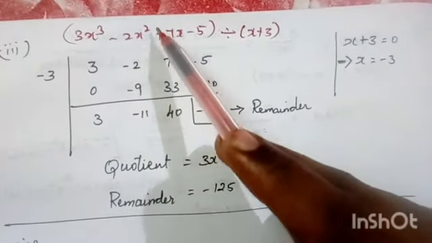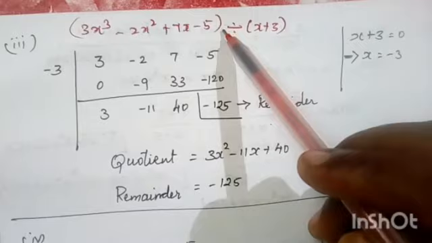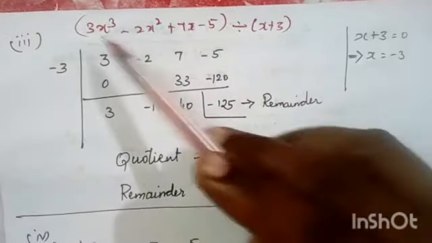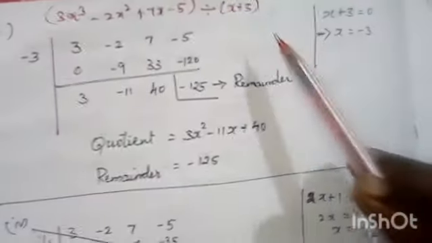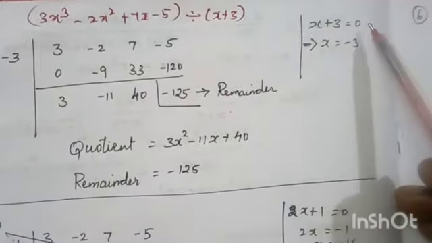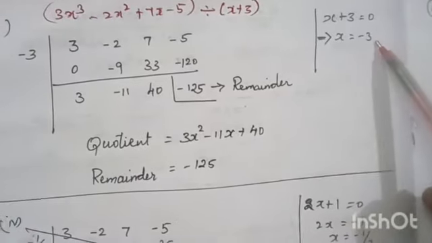3x cube minus 2x square plus 7x minus 5 divided by x plus 3. First you have to check it is in standard form. Yes, it is in standard form. Now you have to find the divisor. x plus 3 equal to 0, so x equal to minus 3.